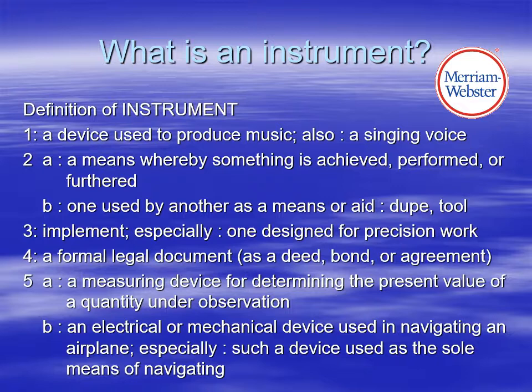Also, an instrument can be an implement, especially if it's used for precision work. Or it could be a legal document such as a deed, bond, or agreement. But I think what we're looking for here is probably the fifth definition, a measuring device for determining the present value of some quantity under observation. But also you can think of instruments in an airplane that tell you the status of the airplane. So electrical or mechanical devices used in navigating an airplane, especially as the only means of navigating, in other words, when you're in the clouds.